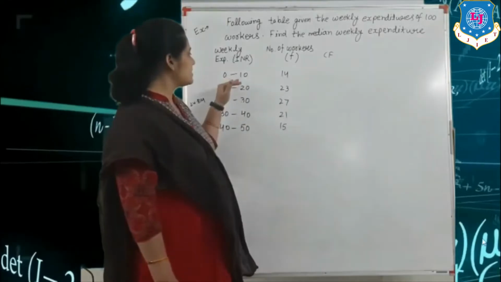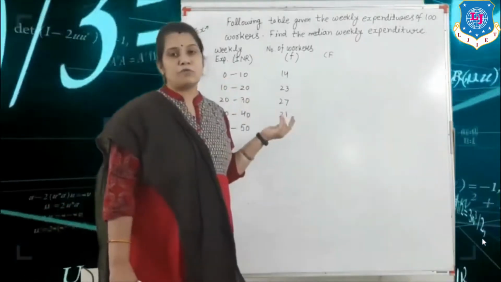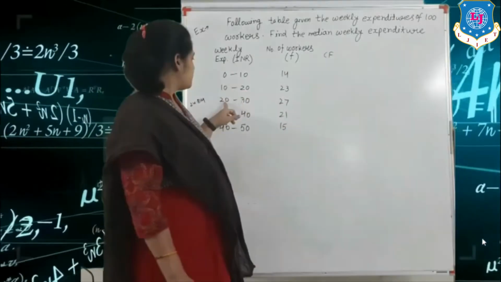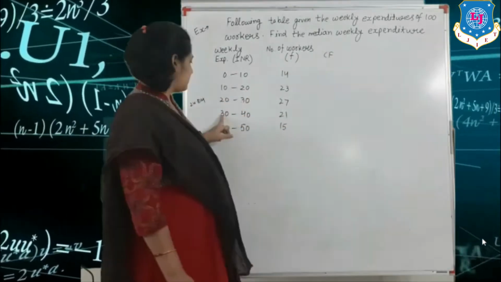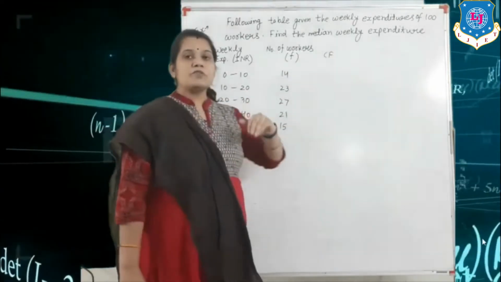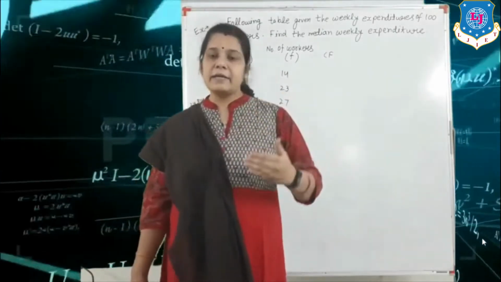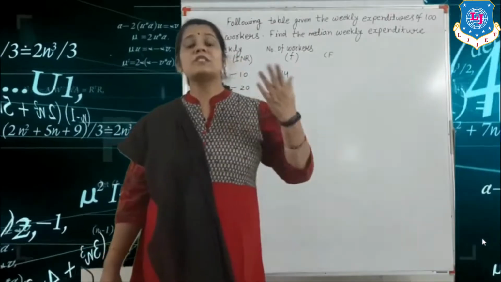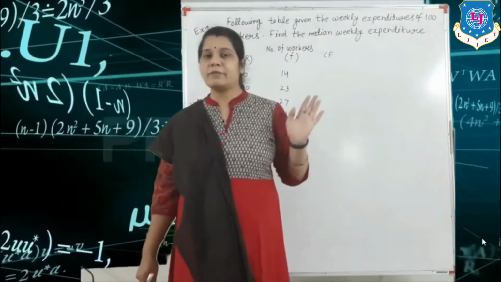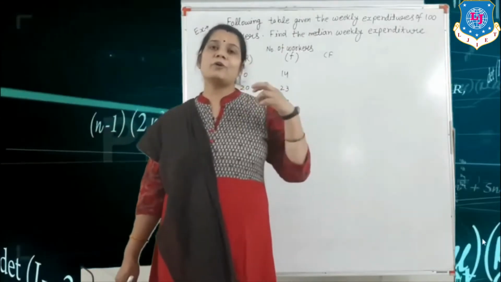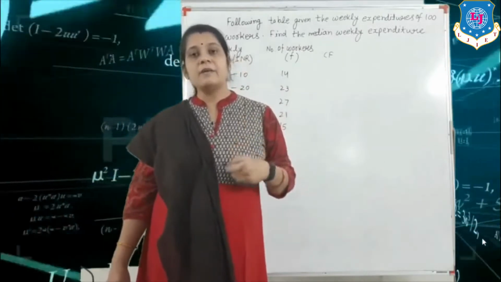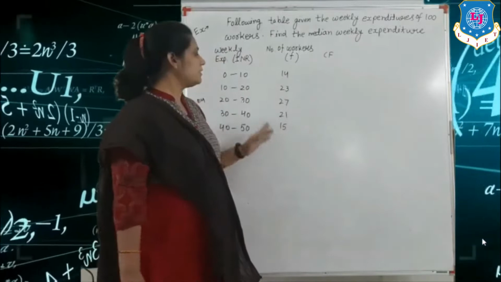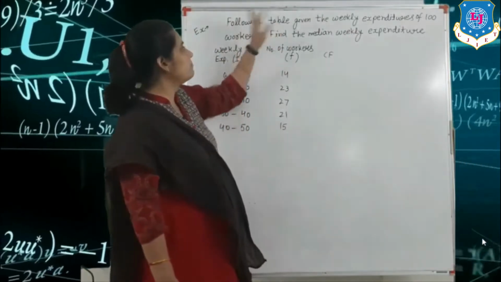Sometimes your class interval is given in inclusive form. That means, for example, 10 to 19, 20 to 29, 30 to 39. So first you convert this type of class interval into the exclusive form. We have already seen in the previous lecture the process for finding the exclusive form class interval. Here the number of workers is given and we find the median.